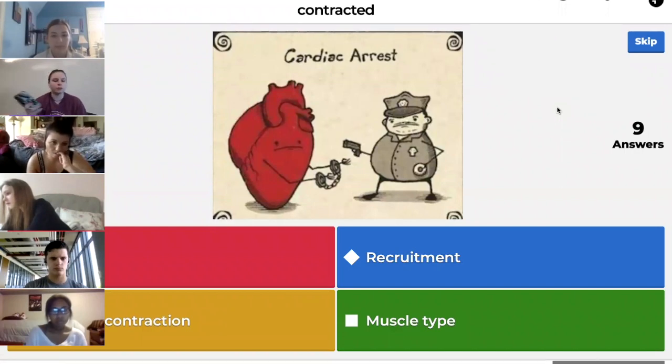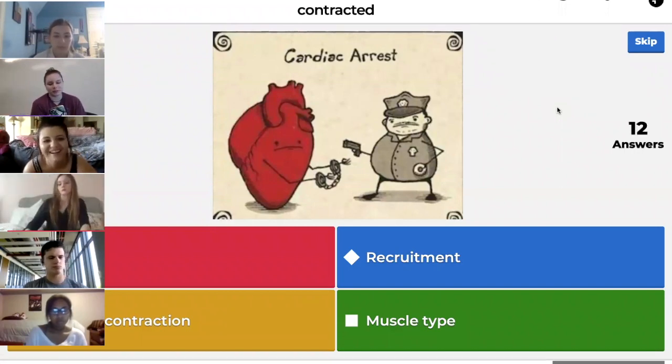I want to play Kahoot music in the background because it's really messing with me that there's no music.